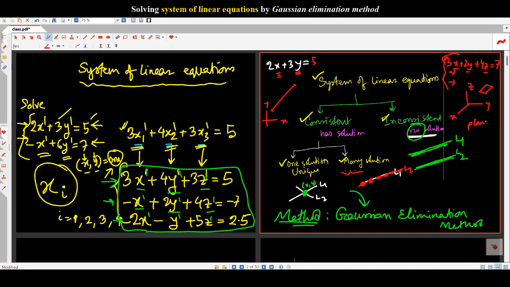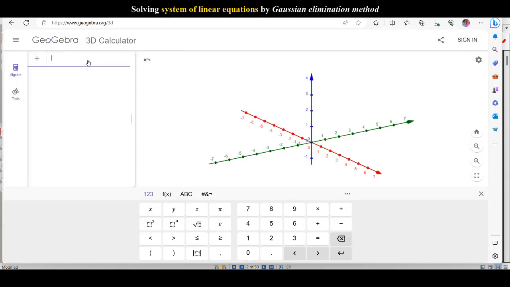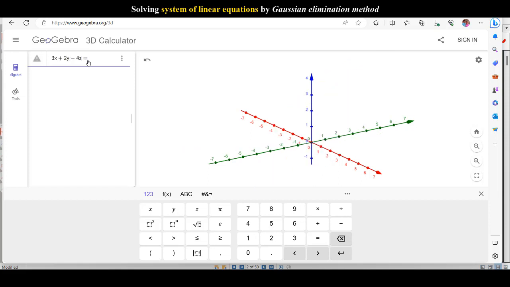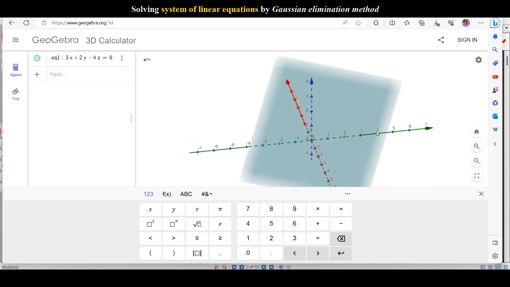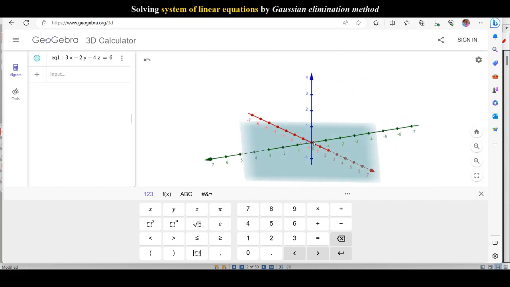Plane means, let's say, a paper. Think about a page. Think about one A4 page. The A4 page is actually a plane. Let me give you one geometrical view. Suppose you are drawing 3x plus 2y minus 4z equals 6. Have a look. This is not a line now. This is a plane. This is a flat sheet. Have a look at the shaded region. This is a flat sheet.